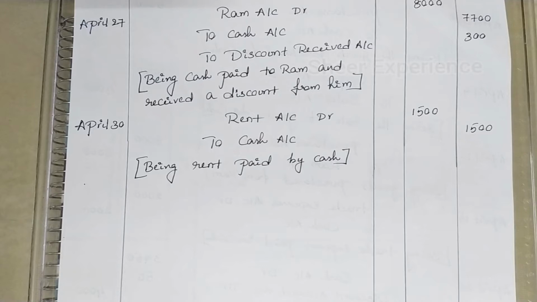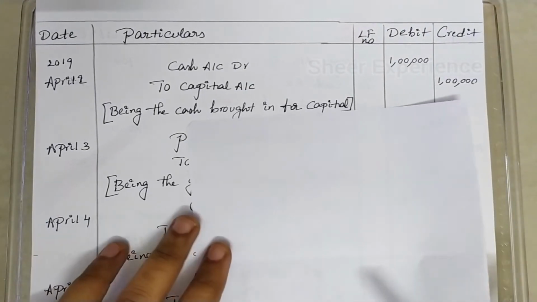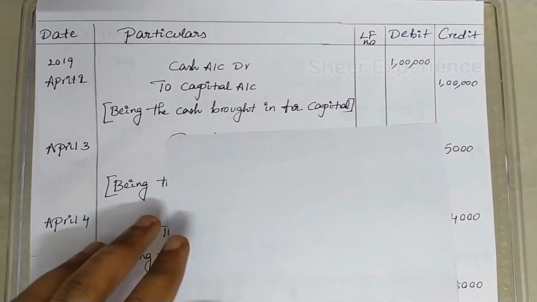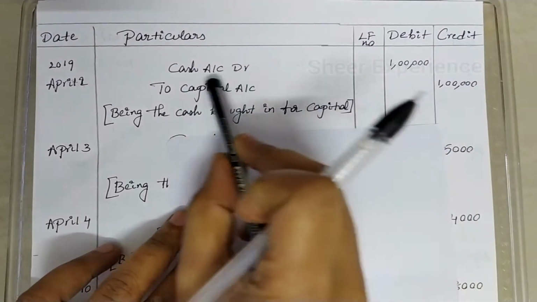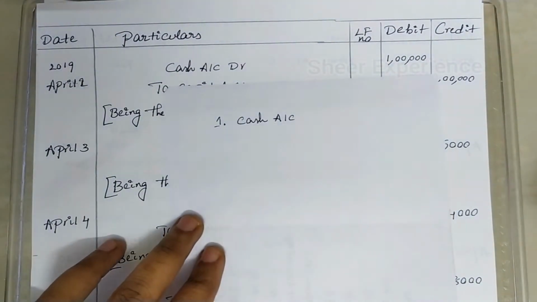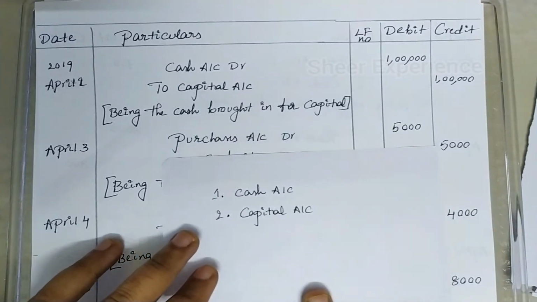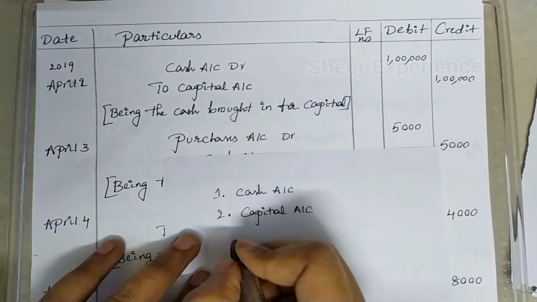Before posting them into ledger, we will list down for how many accounts we need to prepare ledger. Looking at the first journal, we can say our first account is cash account. Second one is capital account. Like this, we will go on listing the accounts. Next, we have purchase account. We also have cash here.